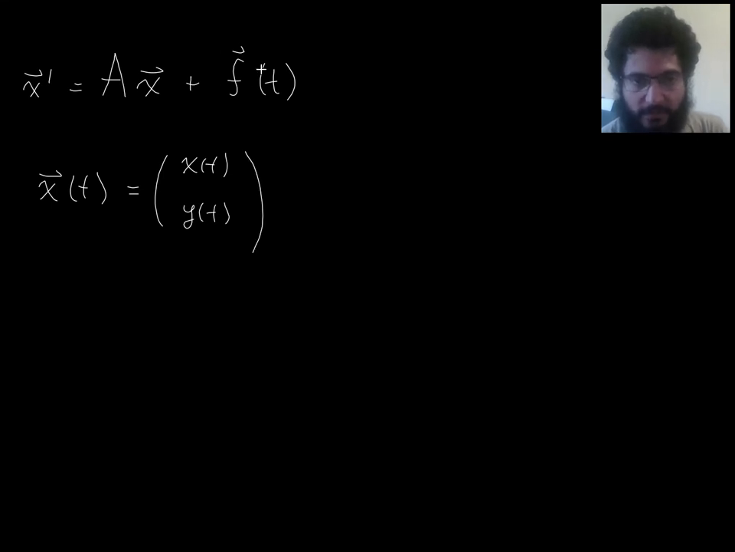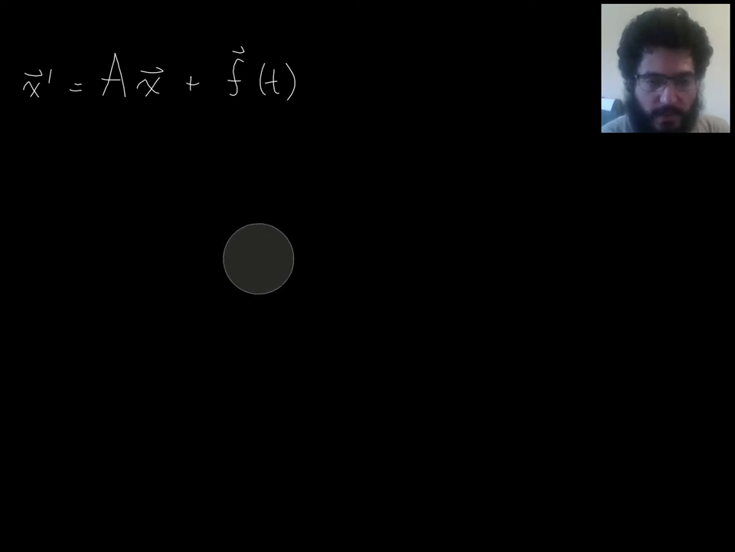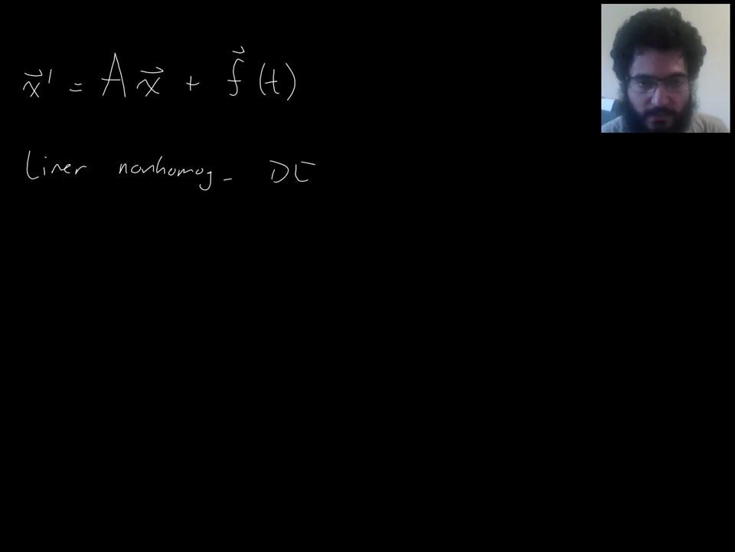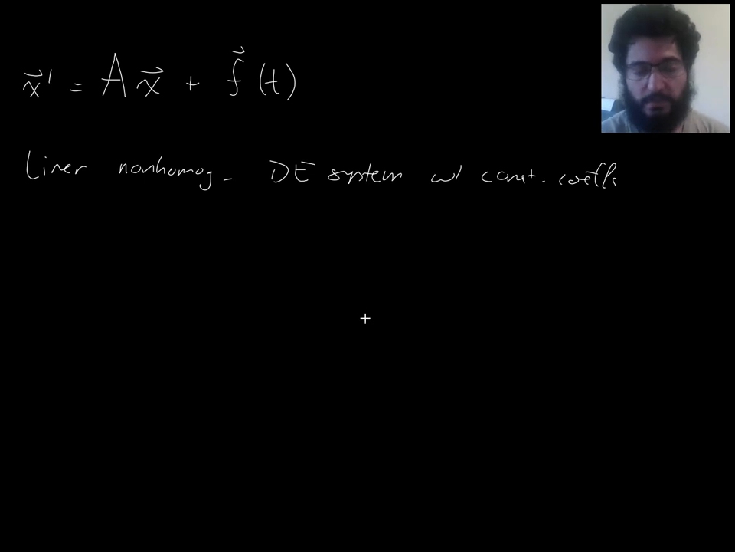And so f vector of t also is two or more, n functions, where n is the number of unknown functions, also the number of equations here. So, assuming that the coefficients here are constant, this would be called a linear non-homogeneous differential equation system, if this is non-zero, still with constant coefficients. So that's what I want to study.